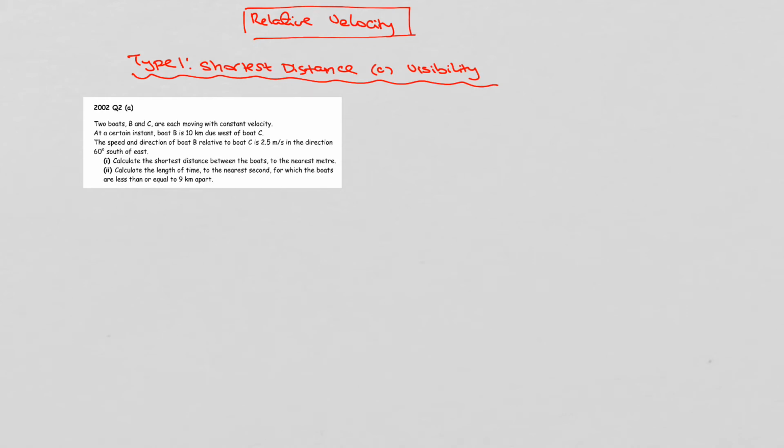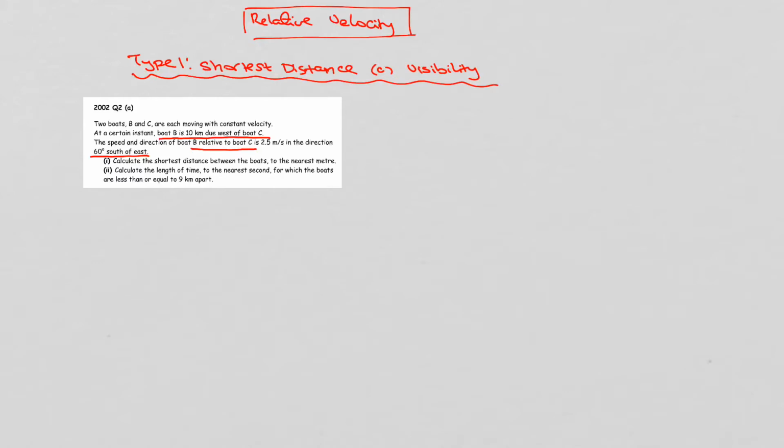Relative velocity, type 1, shortest distance, visibility. So here in 2002 we were given two boats, B and C, which are moving with constant velocity, and we're told that at a certain instance boat B is 10 kilometers due west of boat C, and we're given the speed and direction of boat B relative to C is 2.5 meters per second in the direction of 60 degrees south of east.